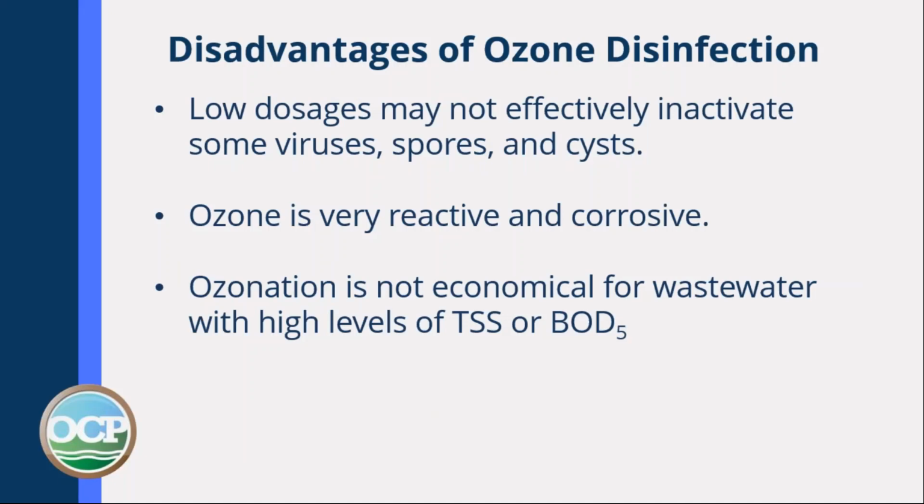Disadvantages: low dosages may not effectively inactivate some viruses, spores, or cysts. Ozone is very reactive and very corrosive. Typically, if you're using ozone in that part of your plant, everything must be made of stainless steel so it doesn't corrode. Ozonation is not economical for wastewater with high levels of TSS or BOD5. So you have to have good secondary treatment of your wastewater to use ozone.